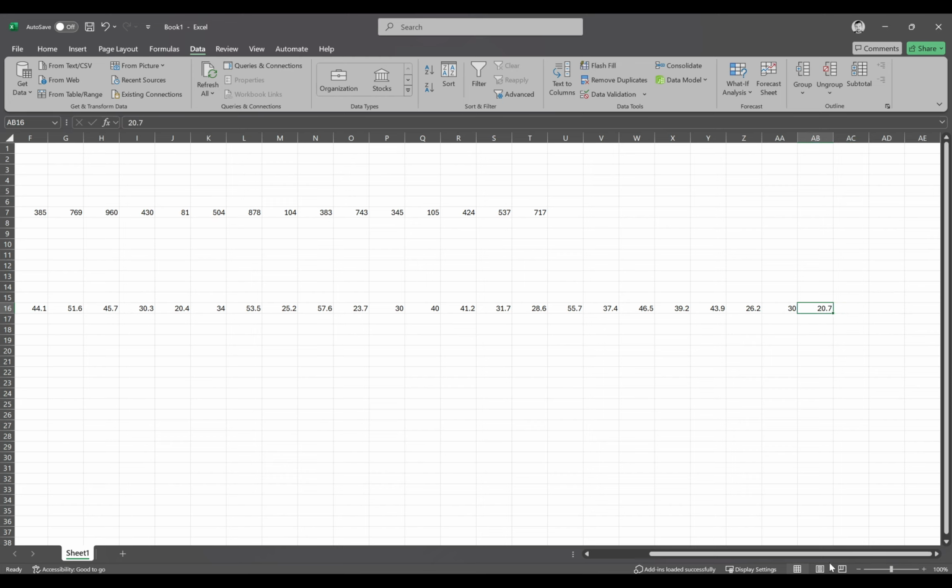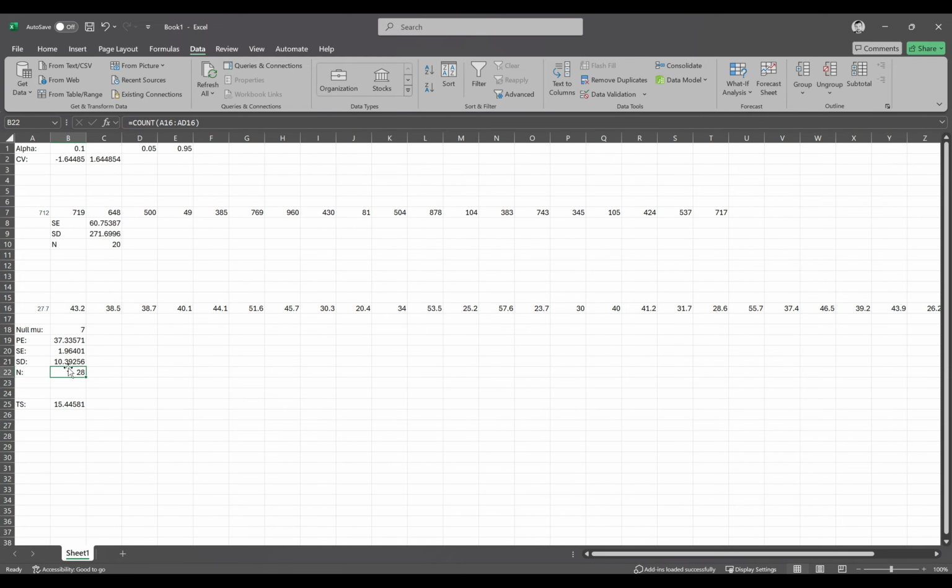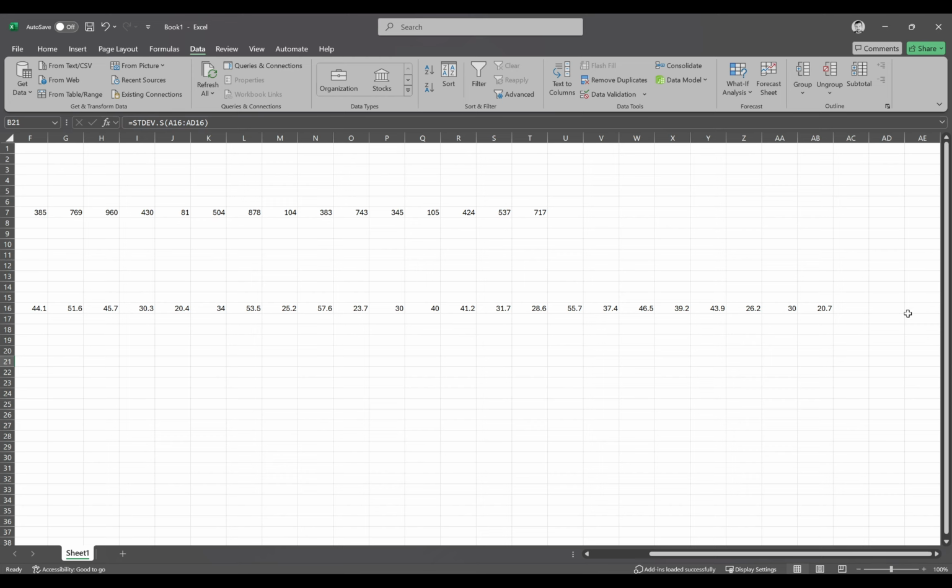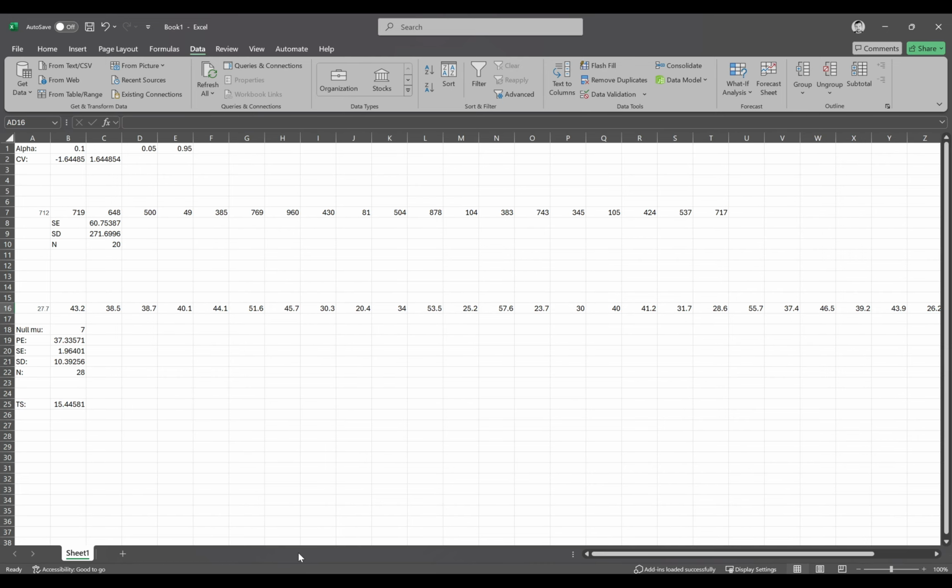I can see this goes out to AB, so if I want to double check what this is going out to, I could see how far this is going out. This is going out to AD. So I could go in and just change these reference cells. It's starting at A16 and going to AD16. That's AD16, this guy right here. And so this is going out. But right now, it actually looks like it's working well.